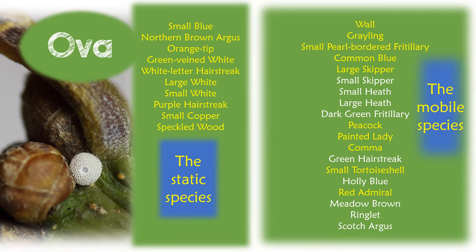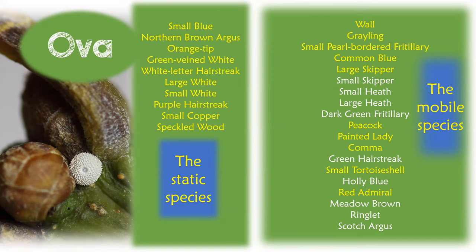The static species are species where I can find the egg without the need for the adult female to show me where. Now, I'm not saying that finding any of these eggs is an easy task. You must always have some faith. After a while, you do begin to pick up, unknowingly, a sixth sense, and finding them becomes easier.